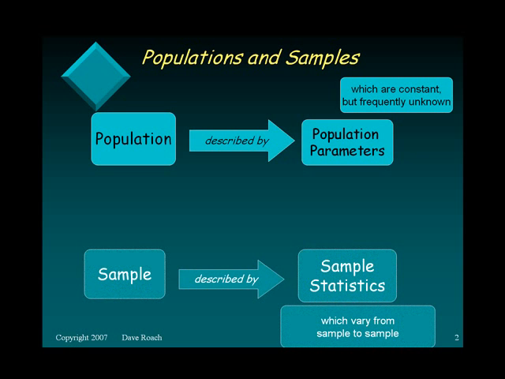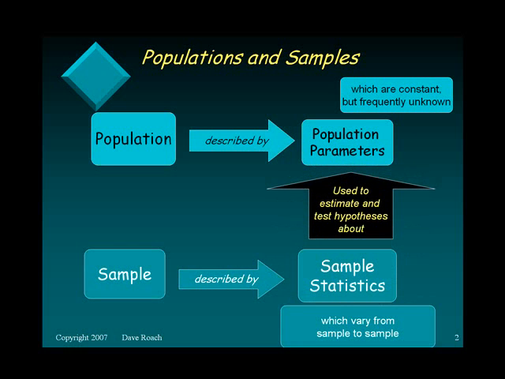That just means that one time you take a sample of a particular size, you might get a mean of 7. Another time you might get a mean of 7.4, 6.3, and so on. At any rate, it varies from sample to sample, and the statistic you get is a function of the particular sample that you happen to draw.